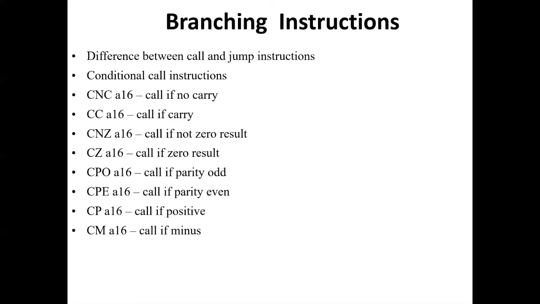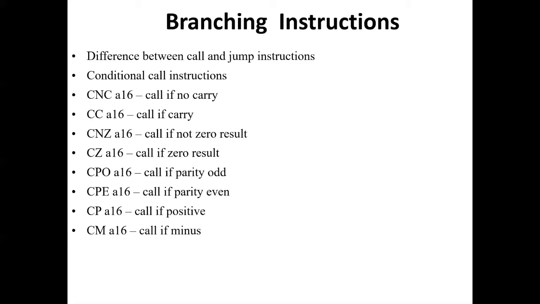We'll continue with the branching instructions, where call instructions have come up. The difference between a jump instruction and a call instruction can be explained as follows. If a jump instruction is executed, we jump to the destination location and the execution carries on from there without bothering to come back later to the instruction after the JMP.